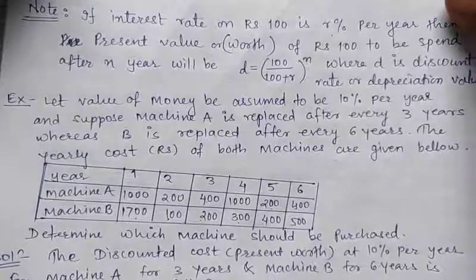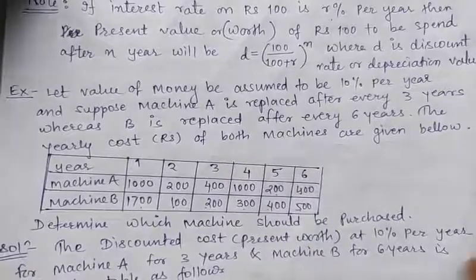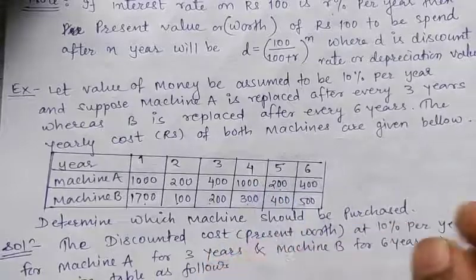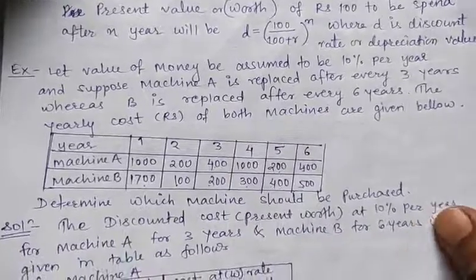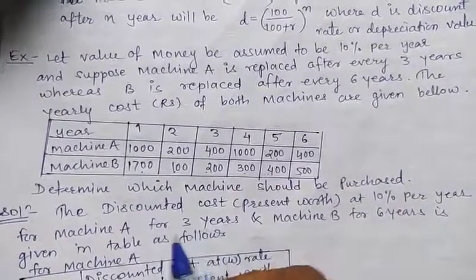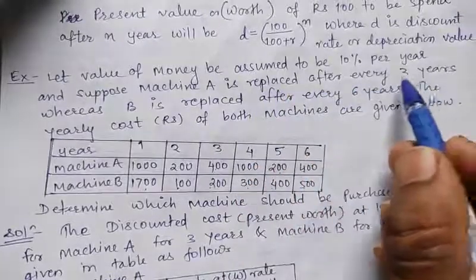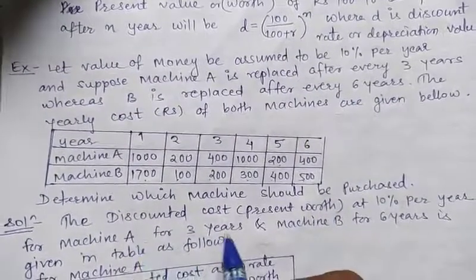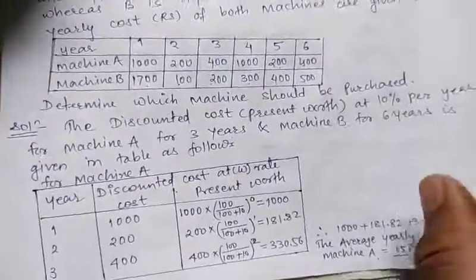Now to determine which machine should be purchased, the machine which gets the minimum average cost should be purchased. So let's see the discounted cost or present worth at 10% per year for machine A. We are given that machine A is replaced after every 3 years and machine B after every 6 years. So we calculate for machine A for 3 years and machine B for 6 years, and we calculate the present worth value.